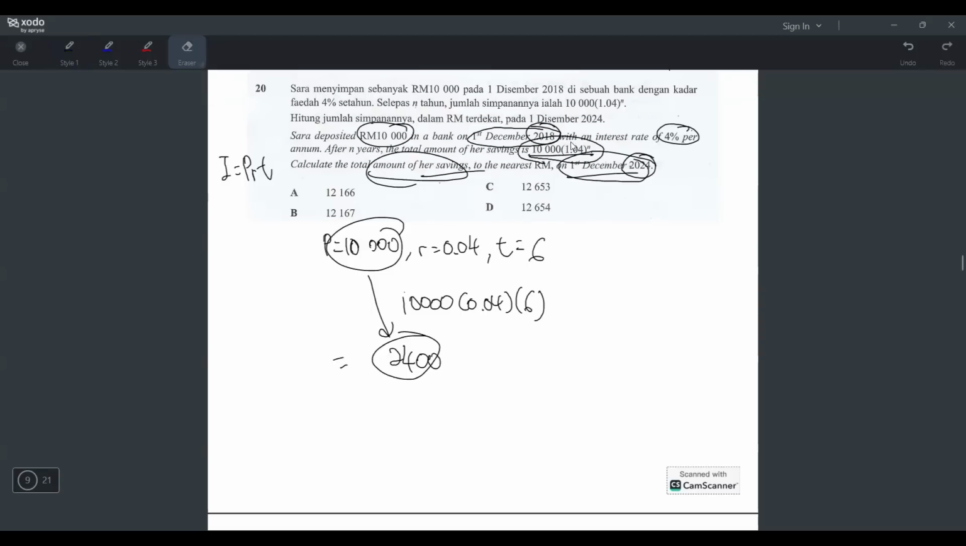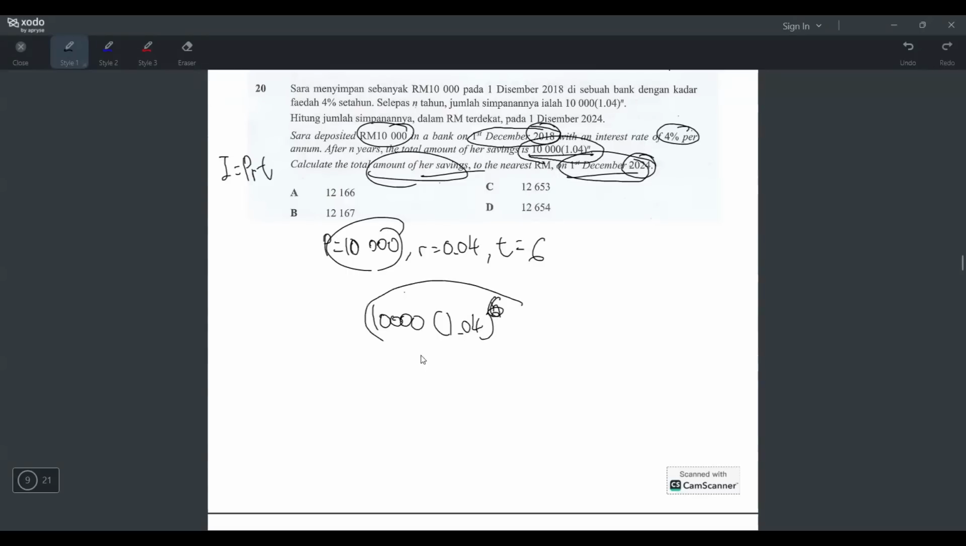Okay, so if the question gives us its own formula, then we should use their formula, right? We shouldn't use our own formula, because if the question already gave its own formula, then I think we should follow the formula they gave. So the total amount of savings formula they gave is this: 10,000 times 1.04 to the power n. So why don't we just follow this? So the n, just put in 6, and then just press all this, then you automatically get the total amount of savings. It means this is useless, this is useless, only this is useful.